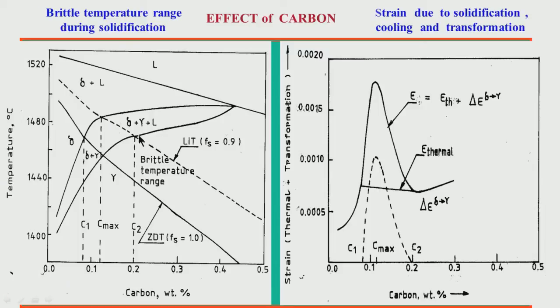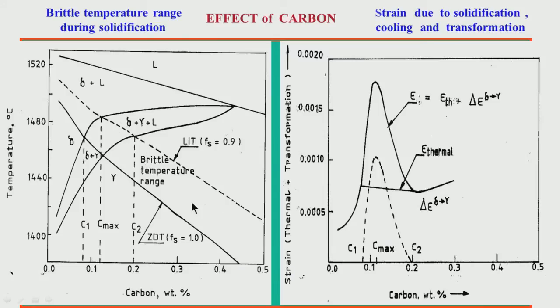The end of the brittle temperature region is coinciding with the end of the delta to gamma transformation, coinciding with the start of the brittle temperature region here. So, that means between C1 and C2, delta to gamma transformation during solidification is taking place in the brittle temperature region. It is starting at C1, it is completing at C2, and the maximum of transformation from delta to gamma is taking place at Cmax within this brittle temperature region.